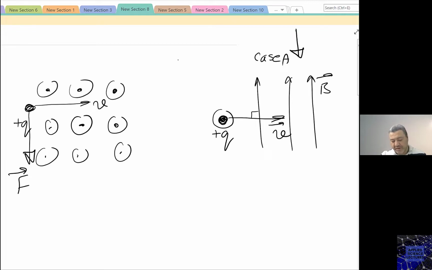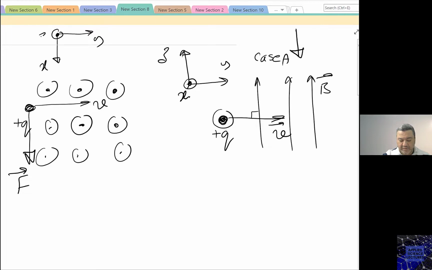So in order to understand this, let me put the coordinates. Let's assume that this is Z, Y, x, then this one is going to be x, y, and then z. Okay, so just to show you the top view, so this is the top view. I'm looking from the top. Right, so this is what's happening in case A.